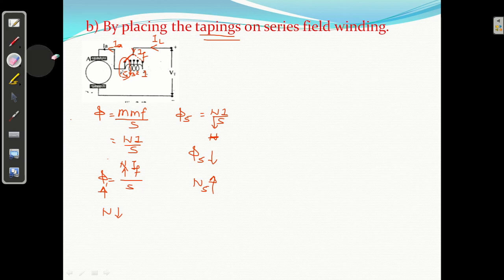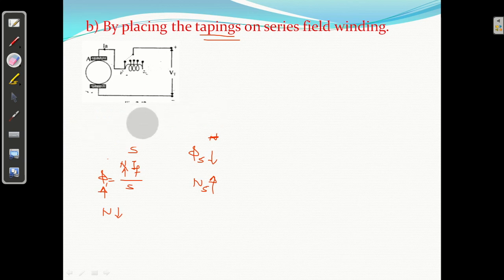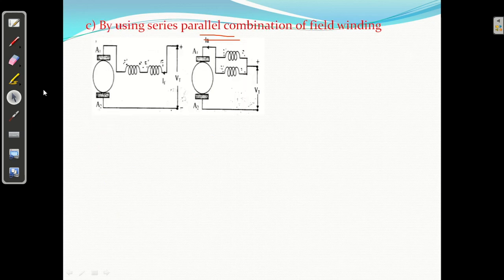and in this way we will control the flux. The last method we are going to discuss is by using a series parallel combination of the field winding. Say we have two field windings, maybe 3, maybe 4, whatever. Two field windings, both in series. It will take IL, IF, IA, right? In this way you will get some speed, say N1.